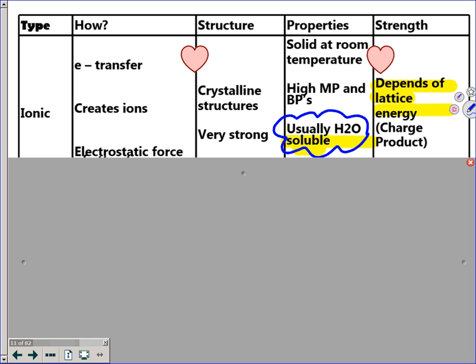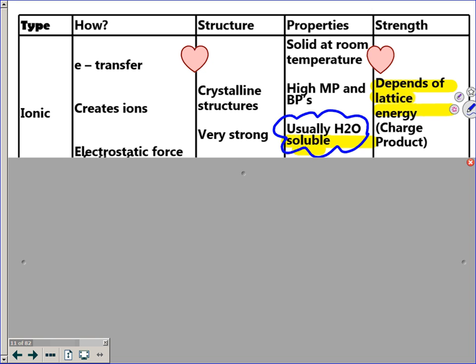What does the word soluble mean? Say it again? Dissolves, right? They will ionize and dissolve in water. The only other thing that I haven't indicated yet is how the structure plays into the strength. So ionic bonds are incredibly strong.